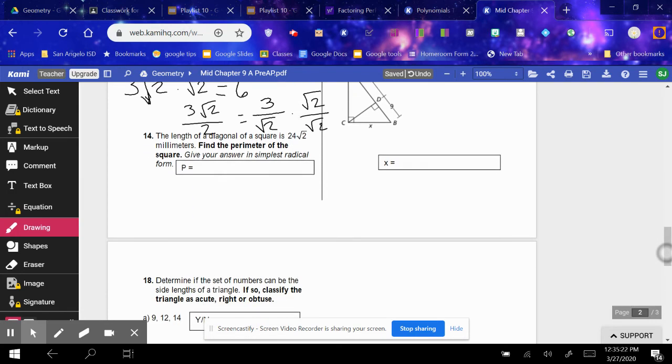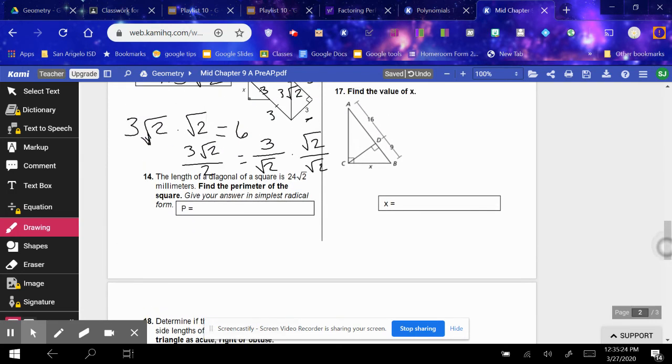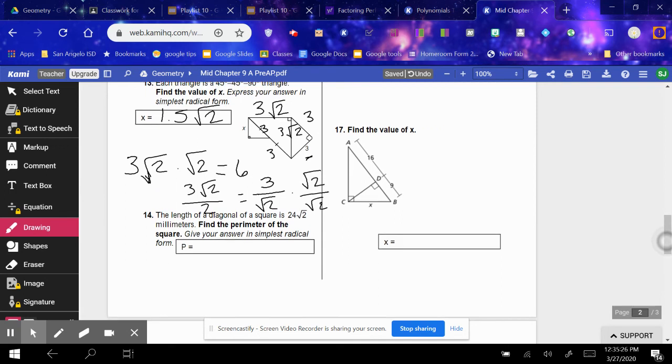So lots of steps on that one. Oh, that's the new page. Okay, number 14. The length of a diagonal of a square is 24 square root of 2 millimeters. We want to find the perimeter of the square in simplest radical form.